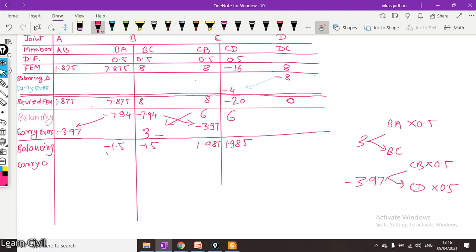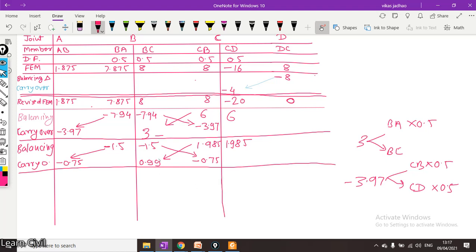Next step will be carryover. So half of this moment will be transferred here, so this will be minus 0.75. Half of this moment will be transferred here, again minus 0.75. Half of this moment will be transferred here, so this will be 0.99. This moment will not be transferred, because this support D is a simple support. Again draw one horizontal line.